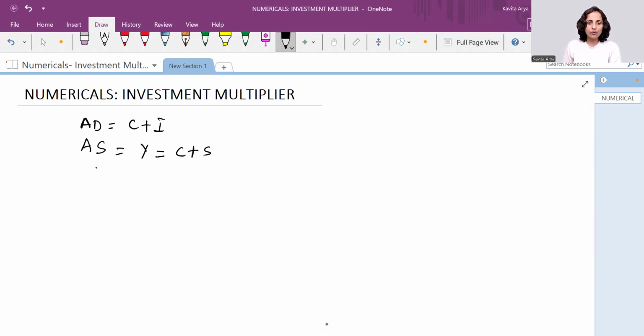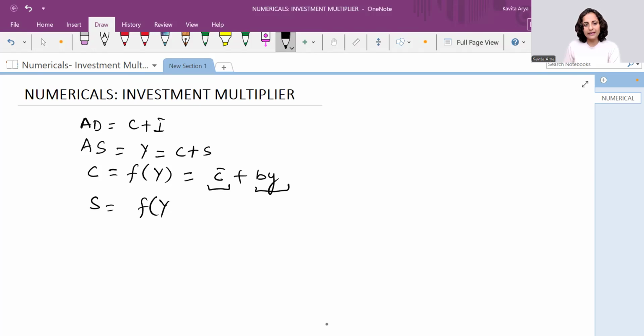saved. When we talked about C, C is a function of Y and is equal to C bar plus BY, which has autonomous and induced segment. S is also a function of Y, wherein C bar converts into minus C bar and B is written as 1 minus B, that is MPS, right?